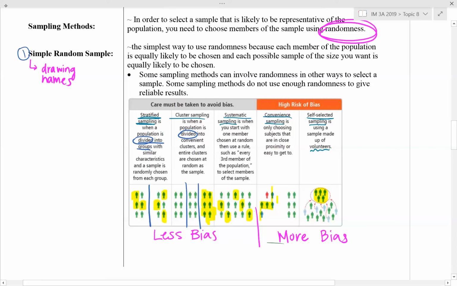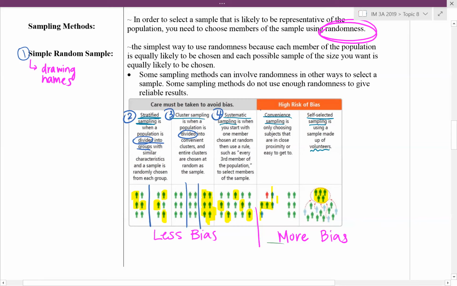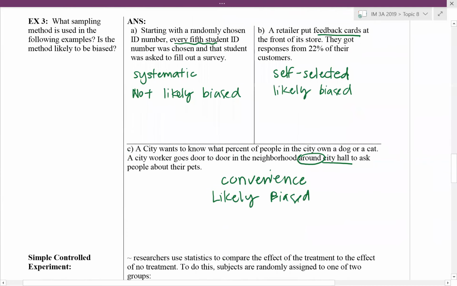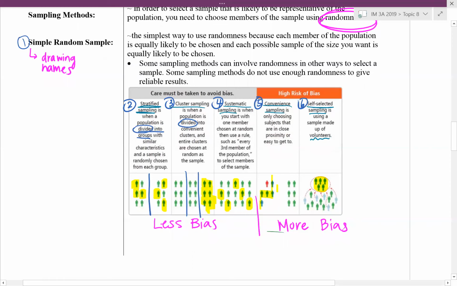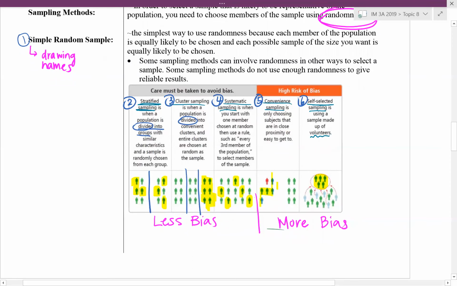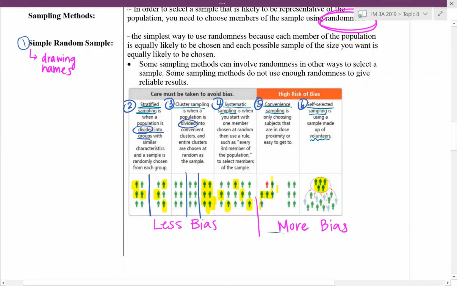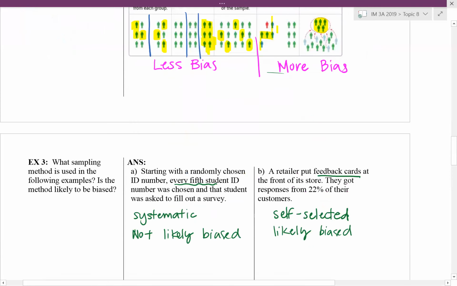So the first one was simple random. Then we talked about stratified. Then we talked about cluster, systematic, convenience, and self-selected. So you need to know all 6 of them. And again, making flashcards might be a good idea if you're bad at memorizing things, writing down each of those definitions. And then we talked about that the first 4 are less biased and that the 5th and 6th, convenience and self-selected or volunteer, are the most likely to have bias.